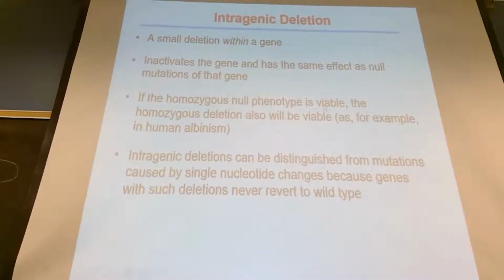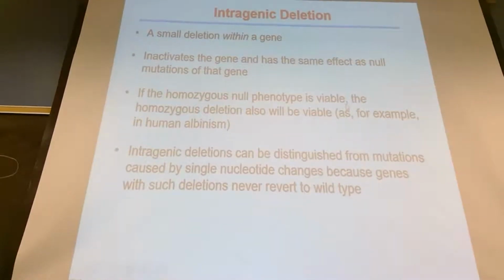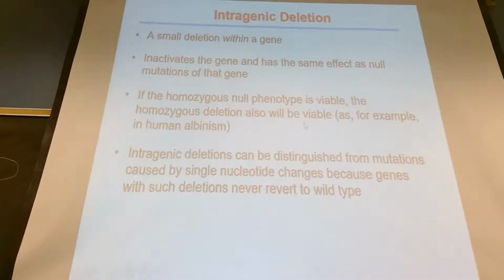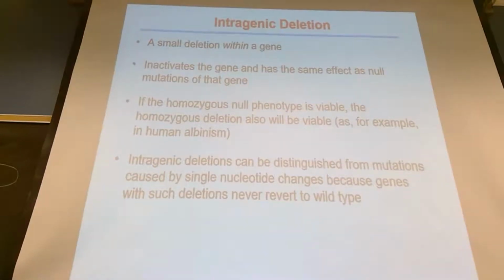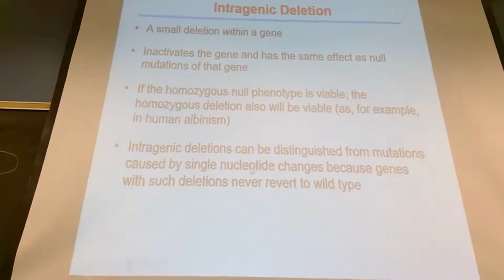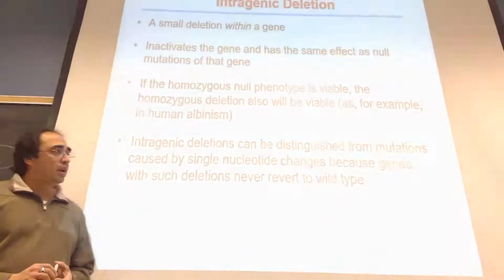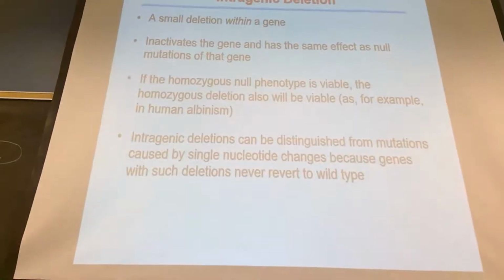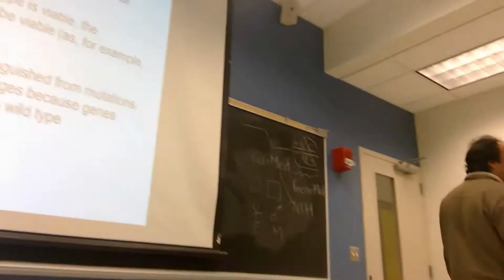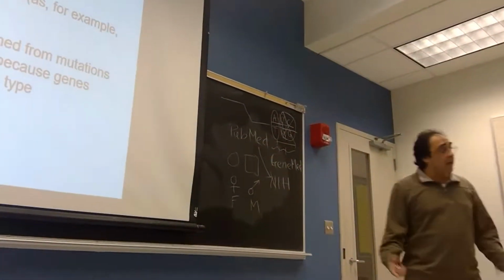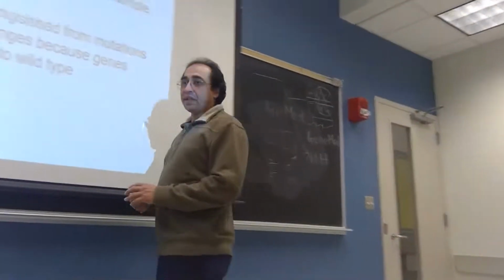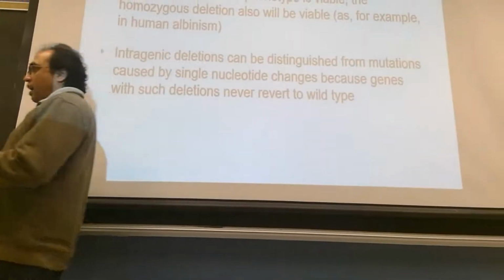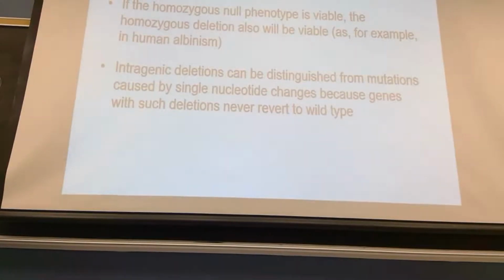If the homozygous null phenotype is viable, which generally it is not, then the homozygous deletion will also be viable. And intragenic deletions can be distinguished from mutations caused by single nucleotide changes. These kinds of mutations never convert back to wild type. There is no way that another addition of nucleotides will restore it, it could not be the same nucleotide. So it cannot go back to the wild type.